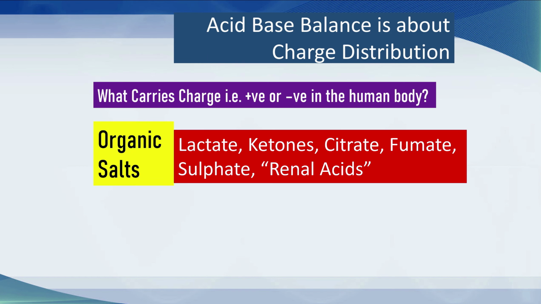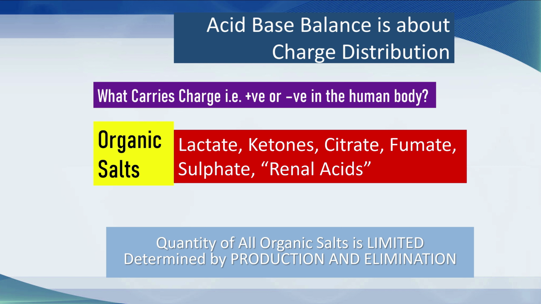Organic salts are manufactured by the body. These include lactate, ketones, citrate, fumarate, sulfate, or metabolic junk products that sometimes are referred to as renal acids. If you were to collect these out of the blood, they would turn into salts bound to something else. For example, sodium lactate. But biologically, they all exist independently as negatively charged particles.